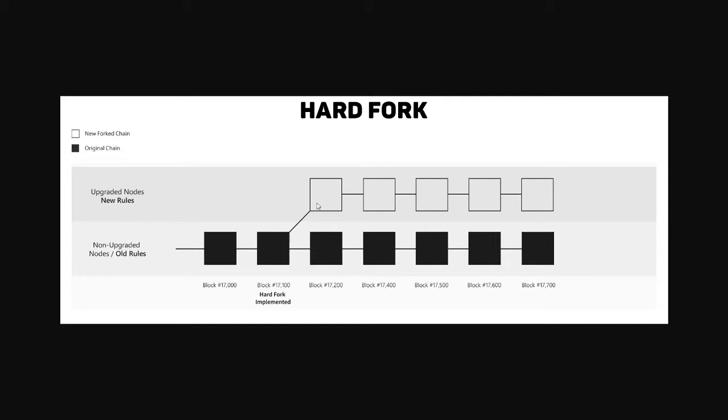So it chains off, but the non-upgraded node still continues on the old rules, but the one with the new rules has created a completely new chain separate from the old chain. The new chain will still recognize blocks from this point backwards, but not from this point forwards. So from this point onwards, this is part of the new fork and the new rules. So as you can see, it's pretty simple to get your head around when looking at it like this.